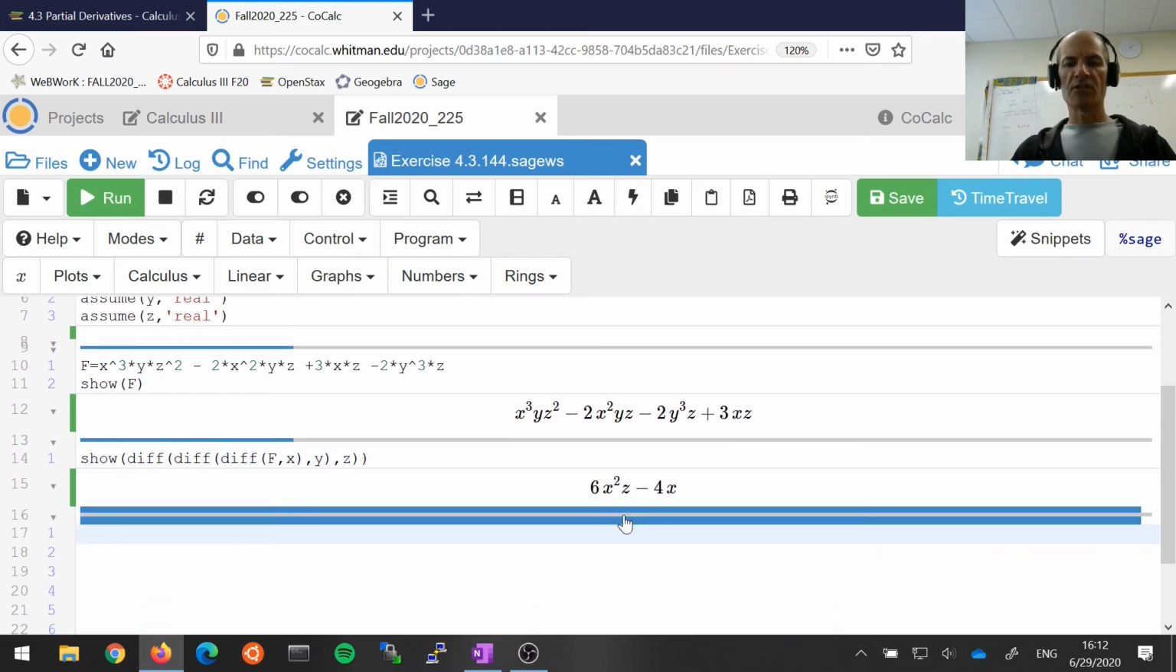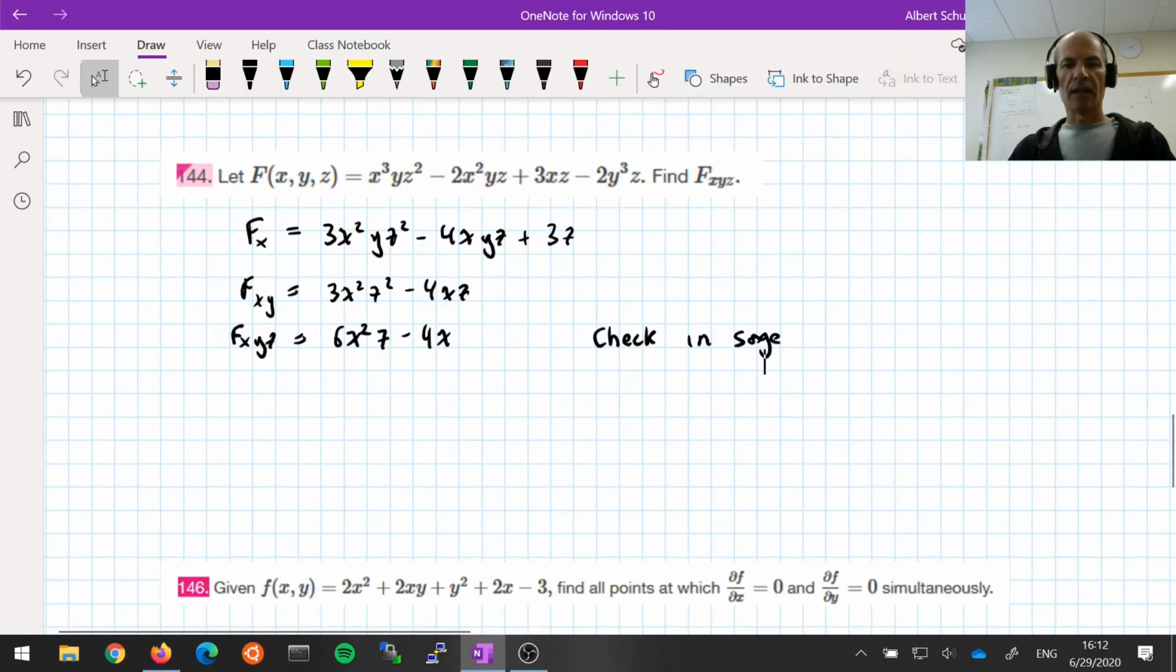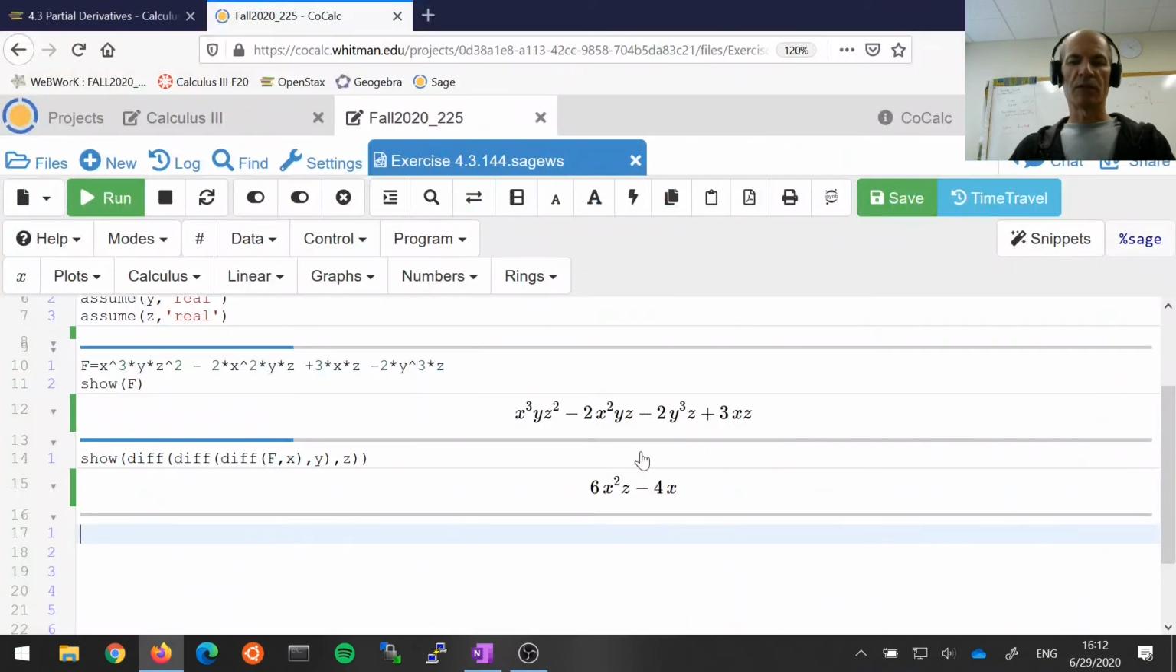And what we see is 6x squared z minus 4x. Let's go back to our notes. 6x squared z minus 4x. They totally agree. So our hand calculation is verified by the Sage calculation.